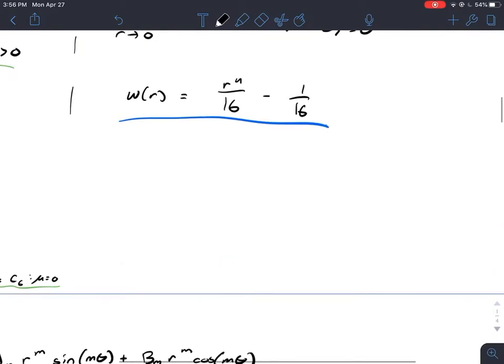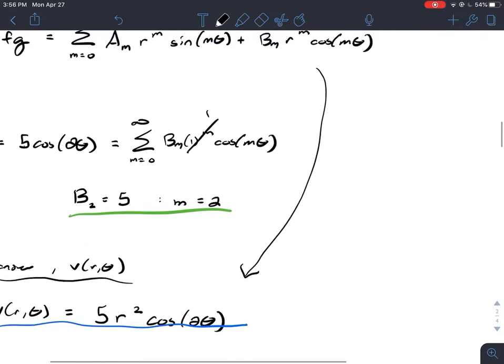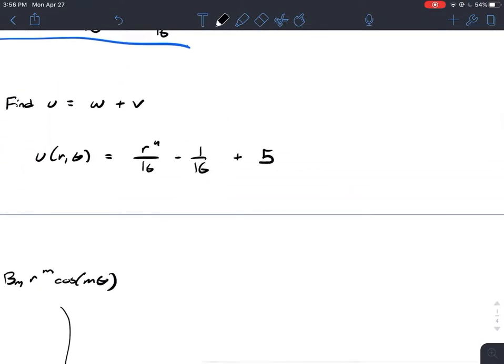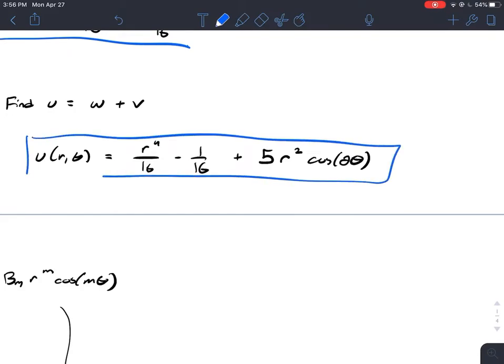Remember that our original goal was to find U, and we defined U to be a linear combination of W plus V. So therefore, our final answer to this problem is U(r, theta) is equal to r to the 4th over 16 minus 1 over 16. So this corresponds to W plus the V term, so 5r squared cosine 2 theta. And that's our final solution to this problem.